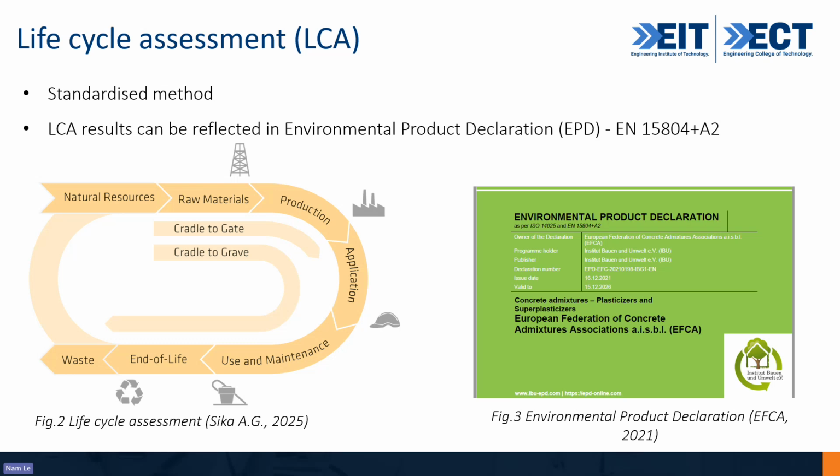We have all the materials from different sources, right? But all of them will come to the factory. All the raw materials come to the factory with all the transport, and then they are produced in the factory, and then they are transported to the site for the application. And then after that, 50 years later or 100 years later, the concrete is disposed, and then the admixtures are also disposed at the same time because they are in the concrete, right? And it comes to the end of life of the product, and it becomes waste, right?